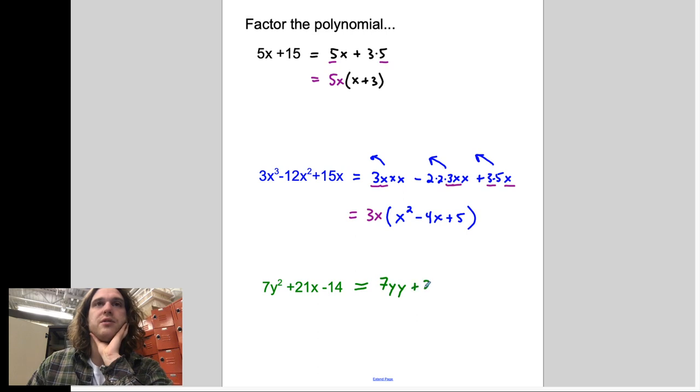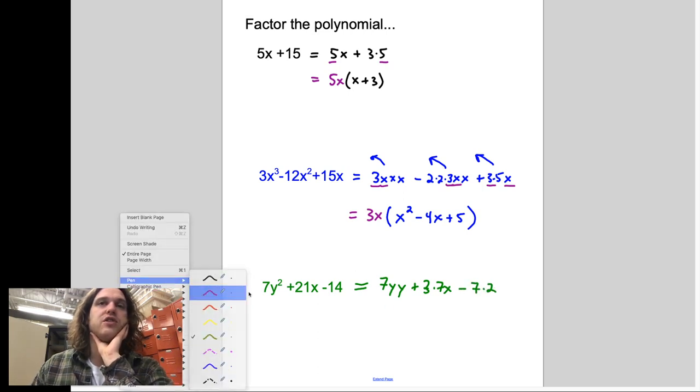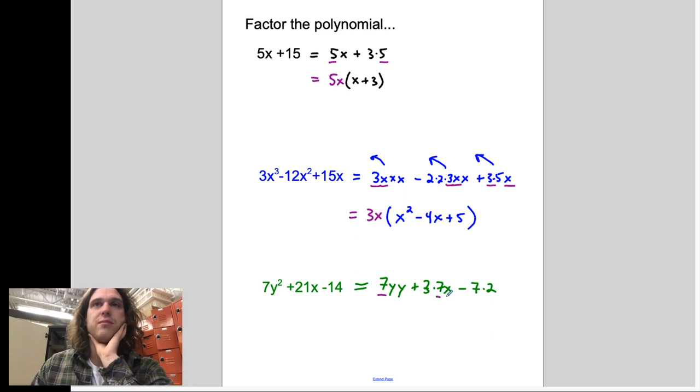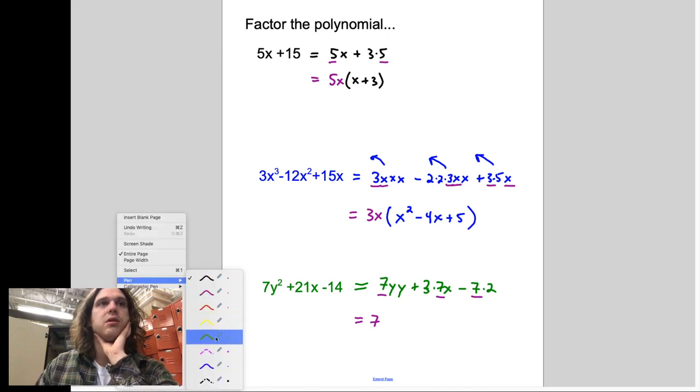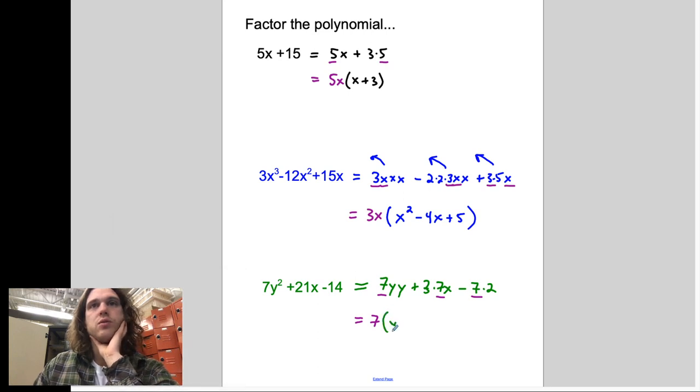7y squared plus 3 times 7 times x minus 7 times 2. The GCF is everything that's shared amongst each term. They each have a 7. And that's it. They don't share anything else. So our GCF is 7. And our factored form is 7 times, and then inside the parentheses, let me grab the green one, is y squared plus 3x minus 2.